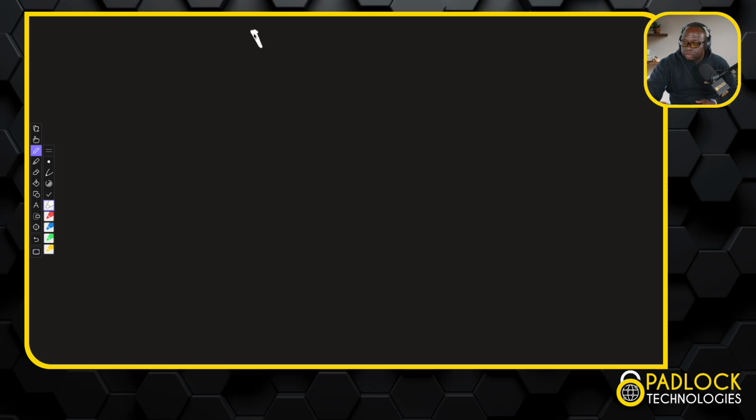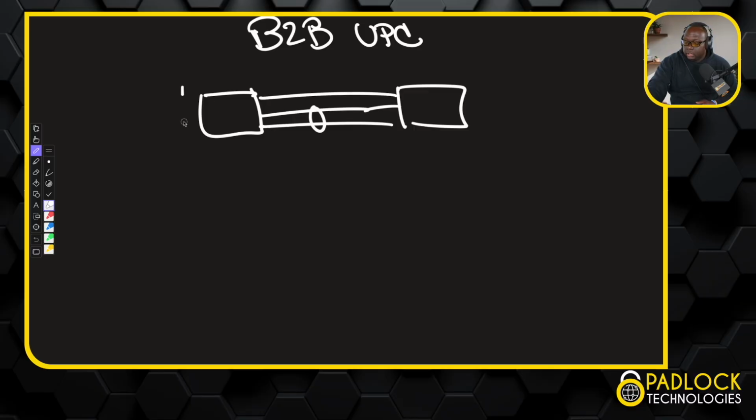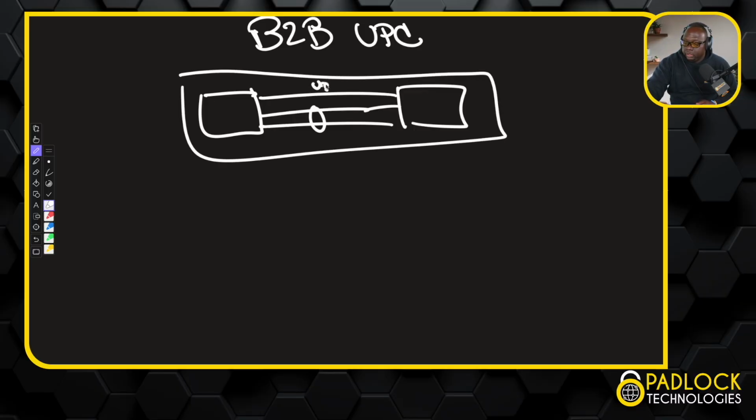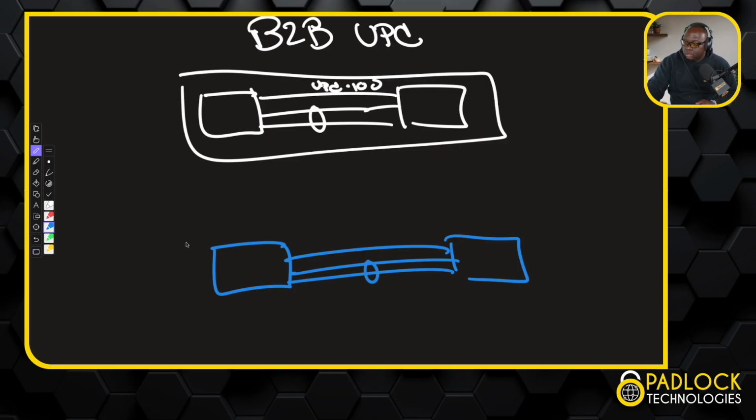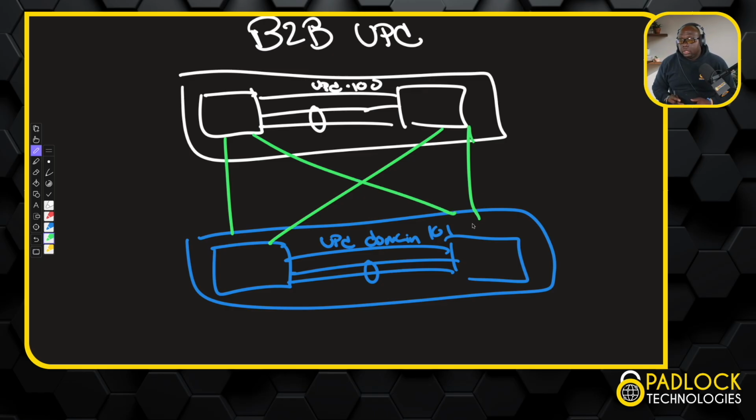Let's see here. So, B2B VPC. Basically, what it is is you're going to have two VPC domains back to back. You're going to have your first VPC up here, with the peer link there. Let's say this is the peer keepalive. This will be VPC domain 100. And then at the bottom, you're going to have another VPC, and this will be VPC domain 101, right? Now, in between here, you're going to have your port channels. So you'll have your port channels in between: 1, 2, 3, 4. And that's what you have.